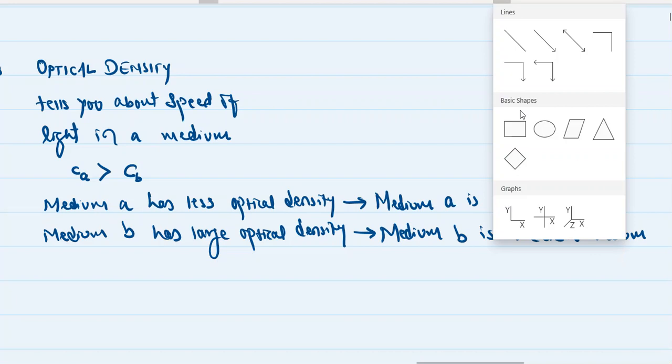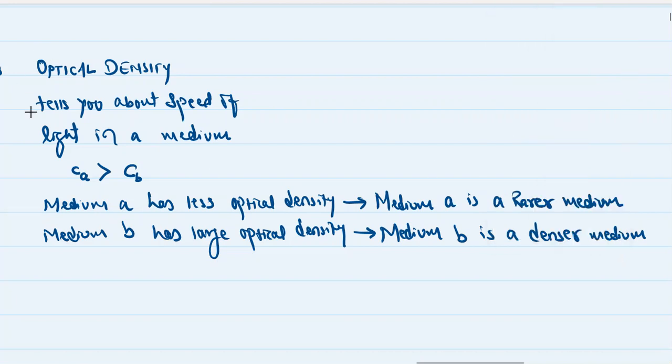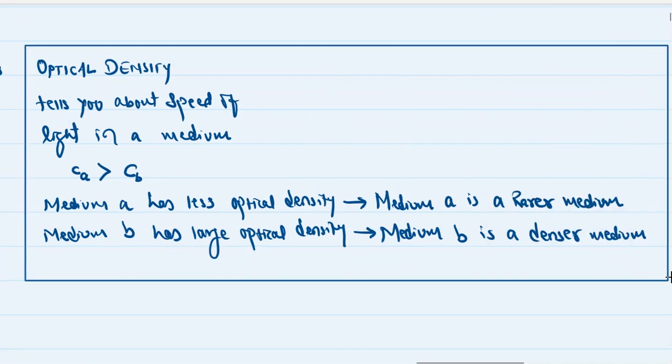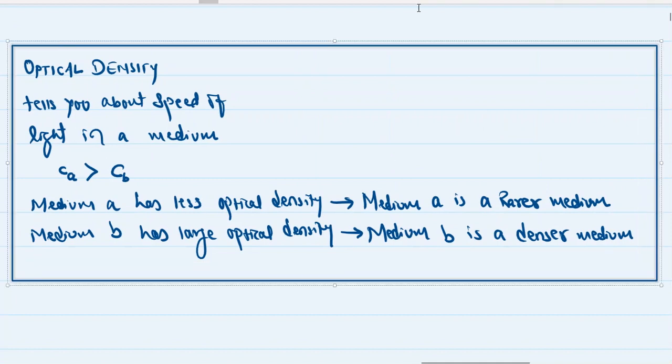Okay, so what we are trying to understand here is the concept of optical density, right? Medium A and medium B are compared with respect to their optical density if we happen to know in which medium the speed of light is faster and in which medium the speed of light is slower. We can easily tell which is optically rarer and which is optically denser.